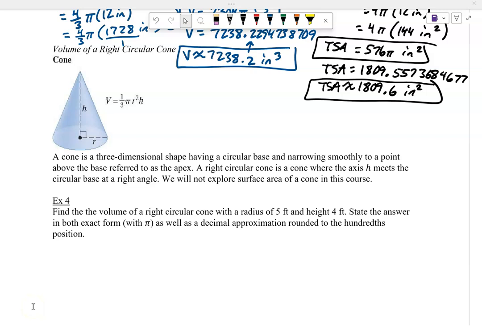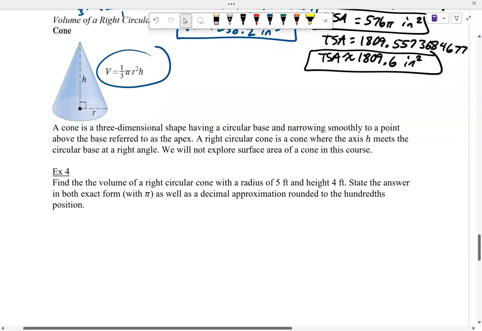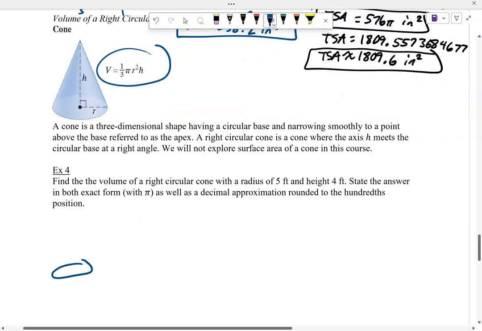So we're going to do a cone now. So we've got a three-dimensional shape. We've got a circular base, and it narrows smoothly to a point referred to as the apex of the cone at the top there, the apex, right? We're just going to do our volume on this. So 1/3 pi r squared h. So if you've got a cone here, here's our apex up the top, and the radius here is 5 feet. And it's right circular, meaning it makes a right angle with this height here, our altitude. Our height would be 4 feet, it's telling us.